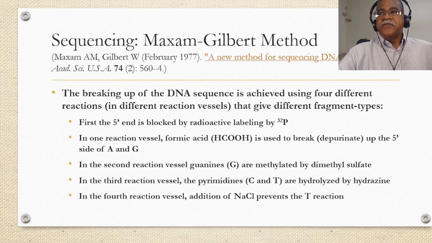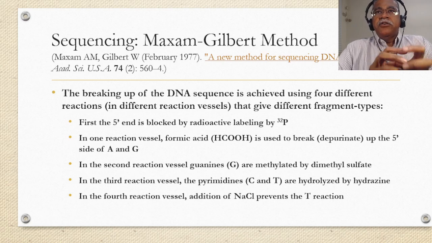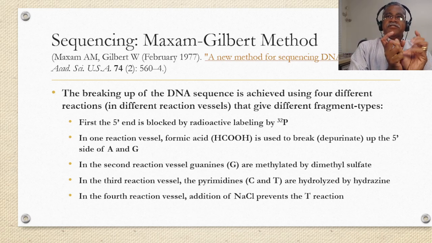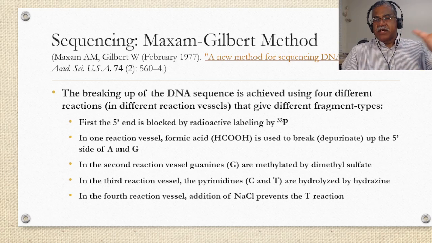So the breaking up of the DNA sequence is achieved using 4 different reactions in different reaction vessels that give different fragment types. So let's see what that means. It means that you break it up using organic chemistry, chemical methods, in very, very systematic ways, such that you know what the ends are, and then those ends can be juxtaposed to give you the full sequence. Okay, let's take a look at it.